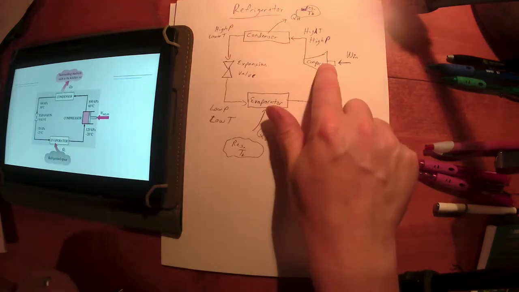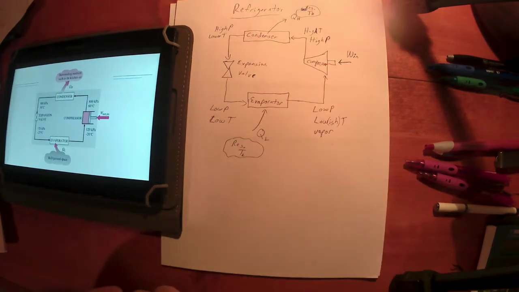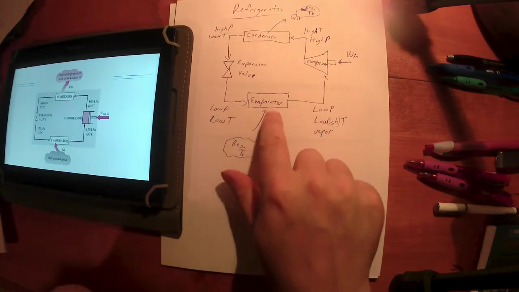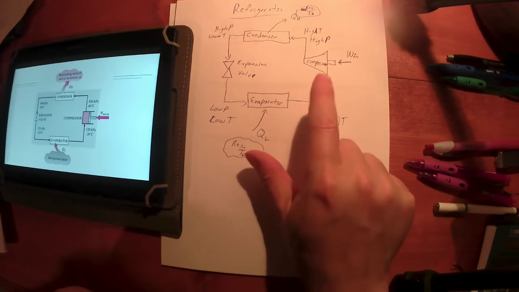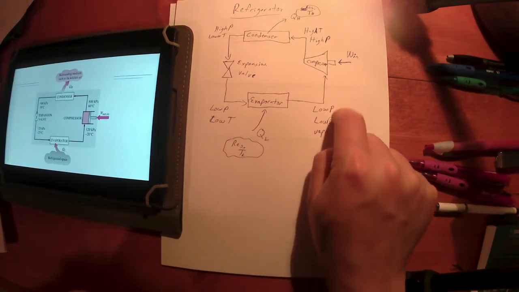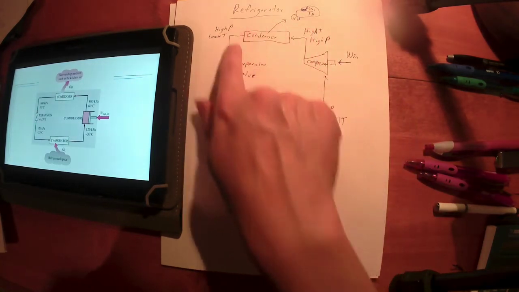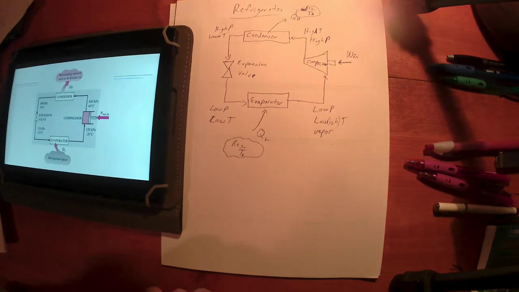You want vapor going into the compressor. If you don't have vapor going into the compressor, you can't compress liquid. It just doesn't work. So we've got to put in enough heat to evaporate all of the refrigerant off into a vapor phase at a low pressure, low temperature. Then it can be compressed up to a high temperature, high pressure, and the process is ready to repeat. That's how refrigeration works.